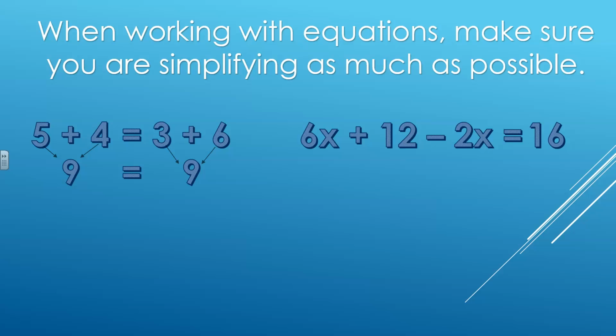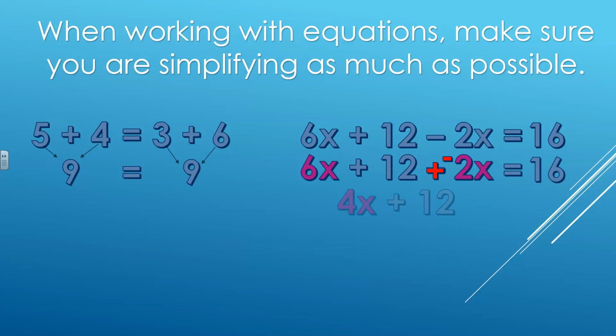Now we are not solving this equation, we are just simplifying. So I'm going to change that subtraction sign into add the opposite, and then I'm going to find my like terms. So my 6x and my negative 2x are similar, so I can start to combine those. And because they are opposite signs, 6x and negative 2x, they are opposite operations, a positive and a negative. We have 4x plus 12 set equal to 16.